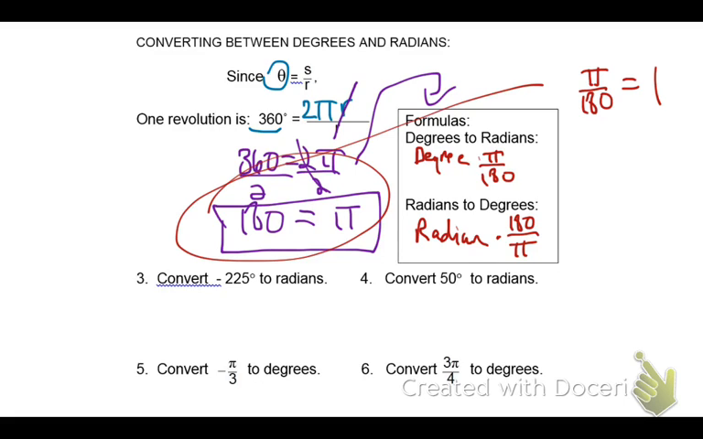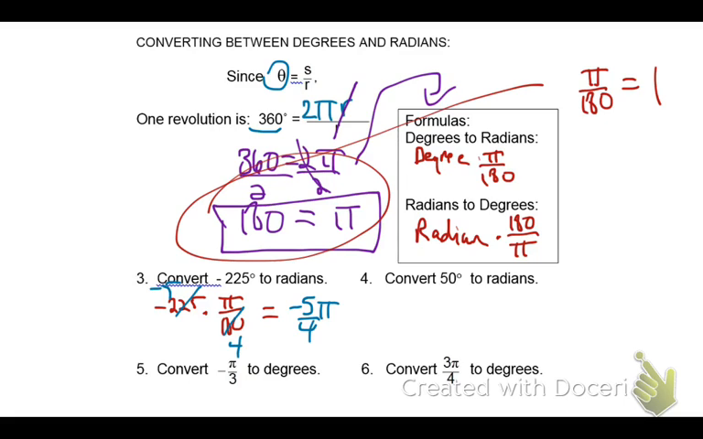So let's try these down here. So I have negative 225 degrees. I'm going to change that to radians. So I'm going to put that in. Negative 225, and I'm going to multiply that by the pi over 180. So I'm going to do some reducing with the 180 and the negative 225. I can reduce the 225 and the 180 by 45. And that would give me a 4 down here and a negative 5 in my numerator. And I multiply that out, I'm going to have negative 5 pi over 4.